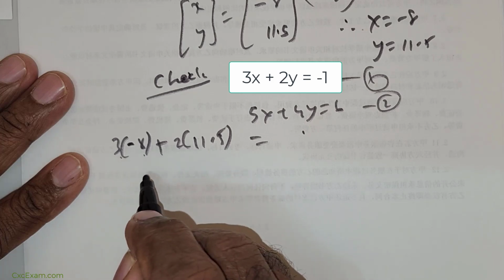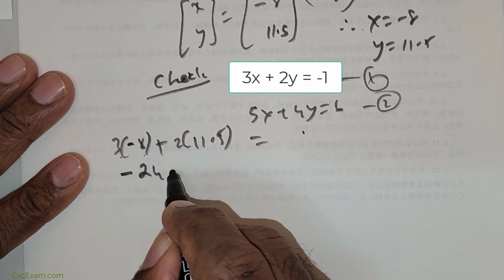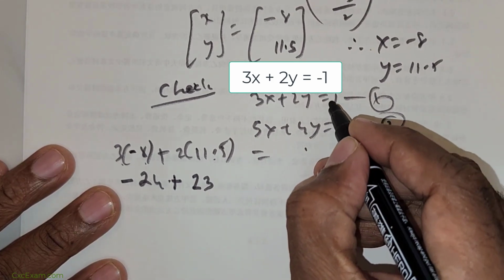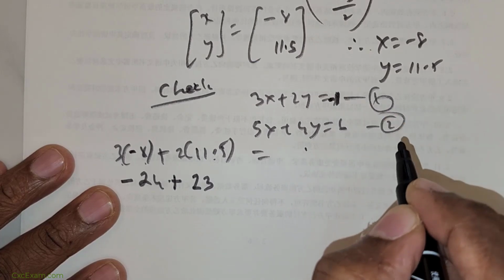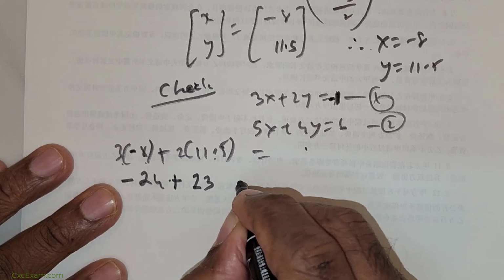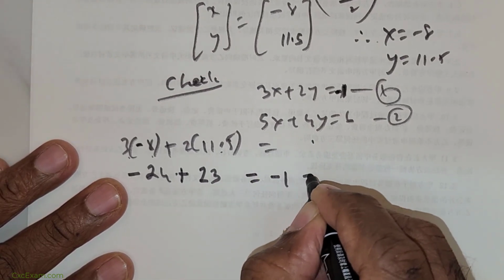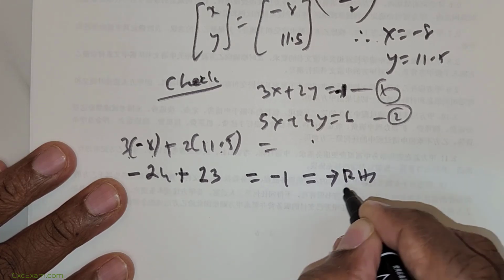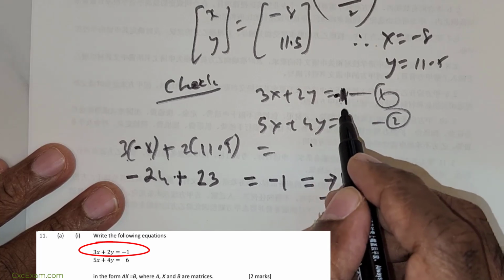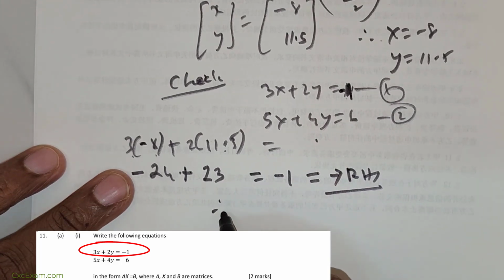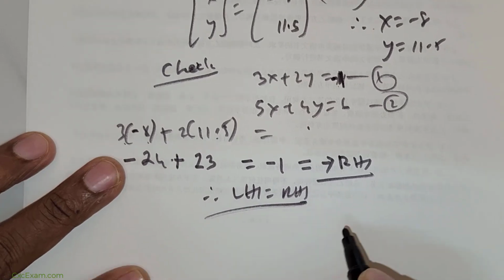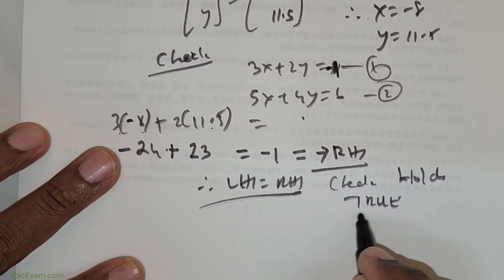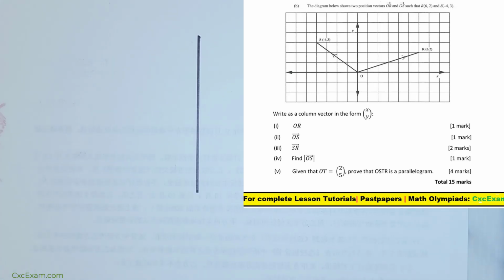So this is going to give me -24, and this is going to give me 23. So apparently this is -1. Right, that system is -1. So this is going to give me -1, which is equal to the right hand side, -1. Right, this is -1. It's given in the question. So therefore the left hand side is equal to the right hand side, and the check holds true.